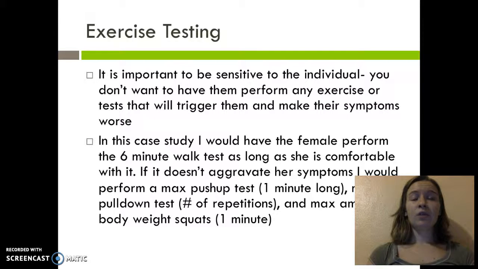She is normal body weight. She is inactive. So I just want to get a feel for where she is at, which is why I wanted her to do the 6-minute walk test, because it doesn't put a lot of pressure on her, as well as a max push-up test, a max lat pull-down test, and a max body weight squat in 1-minute test.